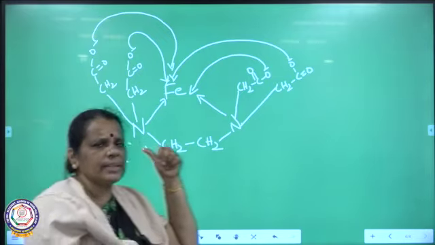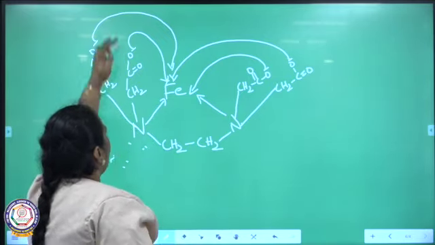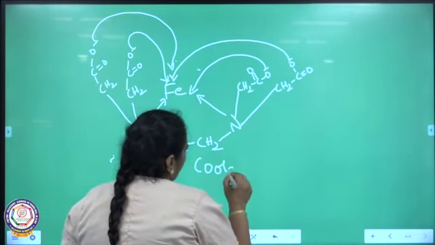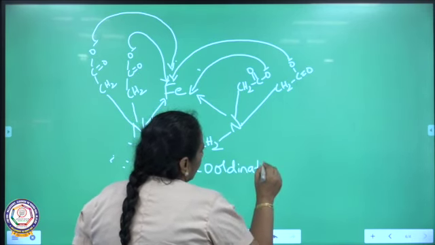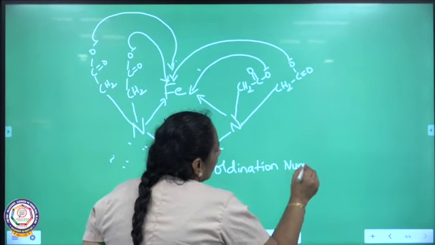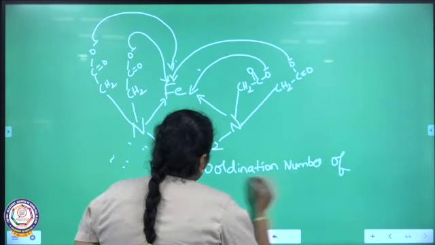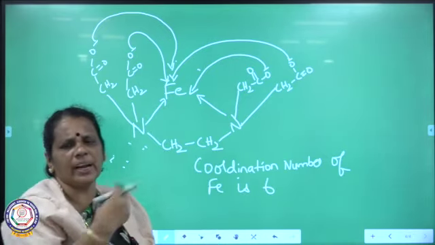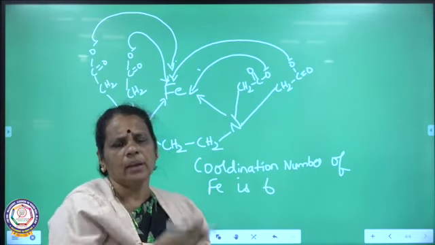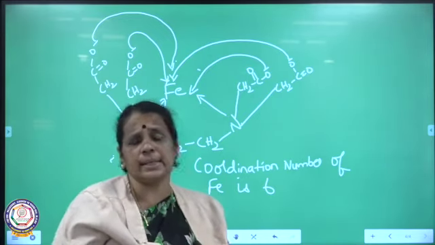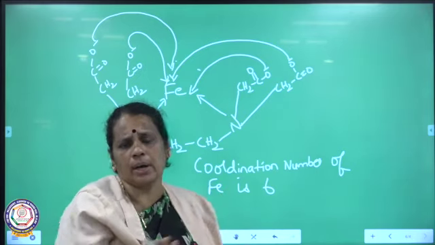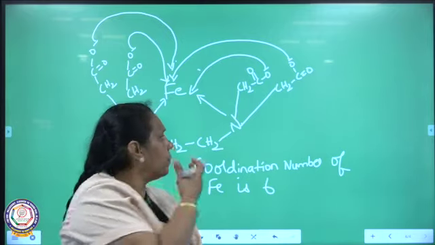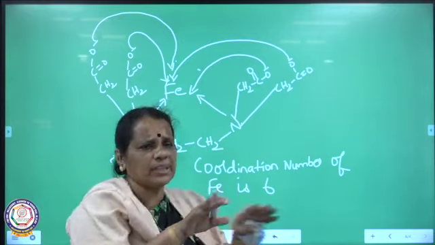So there are totally 6 donor atoms. When you count the electron pairs, 1, 2, 3, 4, 5, 6. So the coordination number of the ion in this complex is 6, because 6 donors are donating the electron pair to the central metal ion. So this is one example of a polydentate ligand. By using the polydentate ligand, we can calculate the coordination number of the central metal ion. Up to this, the calculation is over.